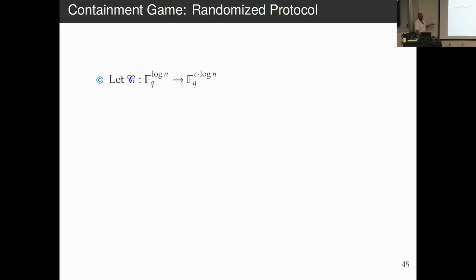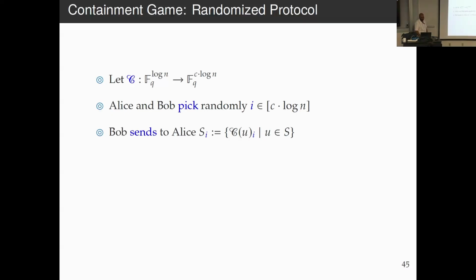And this uses algebraic geometric codes, or let's say for any codes, you take an encoding. So Alice and Bob will pick and they'll write their vectors, which is n dimensional, then take an encoding, and then pick a random location. And now Bob sends the entry in that location. So this is like similar to the equality protocol that is there for randomized communication.